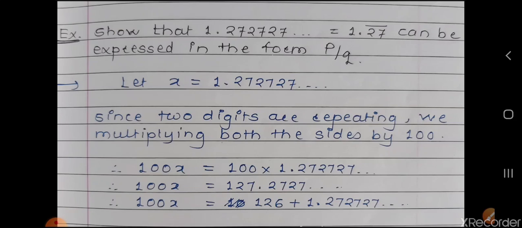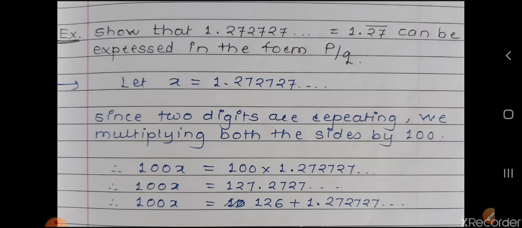Since two digits are repeating, we multiply both sides by 100. I already told you, if one digit is repeating, multiply both sides by 10. If two digits are repeating, multiply both sides by 100. If three digits are repeating, multiply both sides by 1000. So here we multiply both sides by 100.